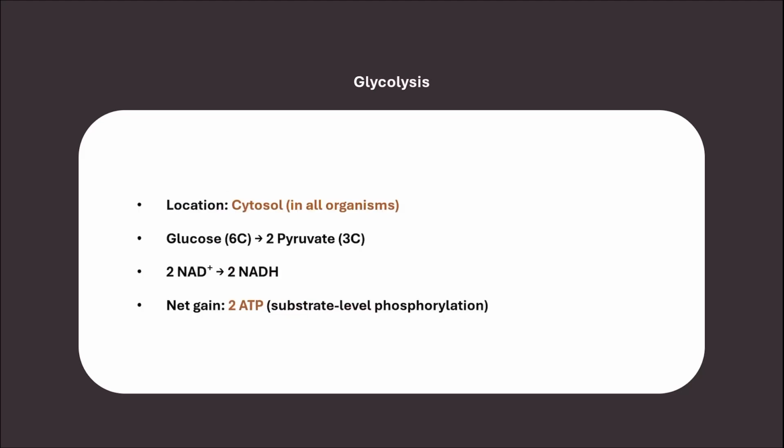Let's start with glycolysis. The key here is that every organism does this part. It happens in the cytosol, and no mitochondria or oxygen is required. One glucose gets split into 2 pyruvates. You make 2 NADH, and while you invest 2 ATP, you get 4 back, for a net gain of 2 ATP. This is substrate-level phosphorylation, which means directly making ATP by transferring a phosphate group.